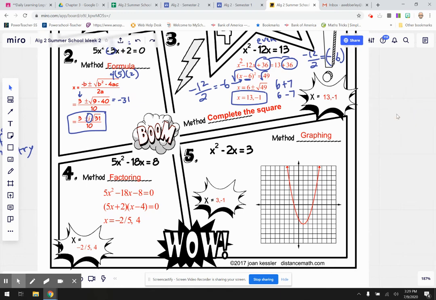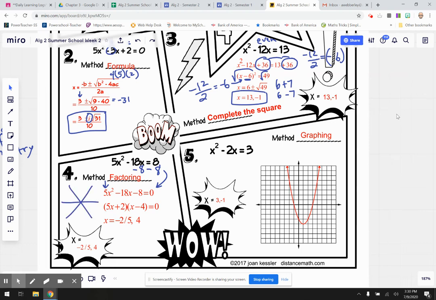Okay, so number 4, they used the factoring method. Now this one's a little different because you have to get it equal to 0 first. So that's what they did there. And then this one has a number in front, and you can see it's got that 5 in front. So we actually needed a star instead of an X.